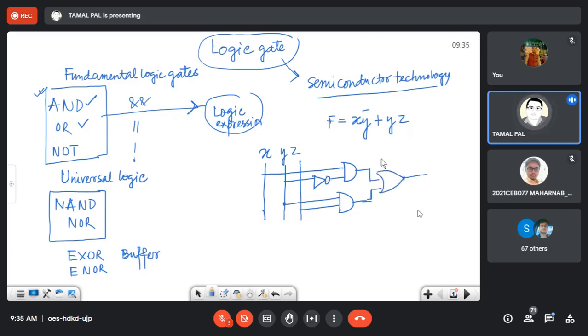So this is actually the complete logic gate realization of this expression. Any expression in the world can be realized in AND gate, OR gate and NOT gate. That's why these are known as fundamental. If you have these three types of gates available, it cannot be that you cannot realize any expression. You can realize each and every expression.